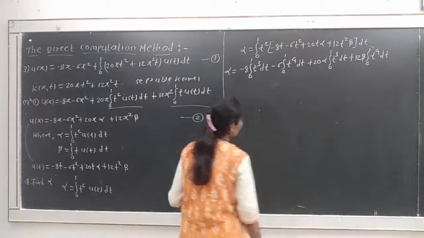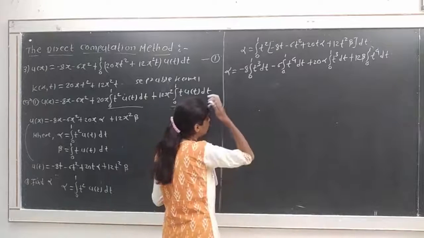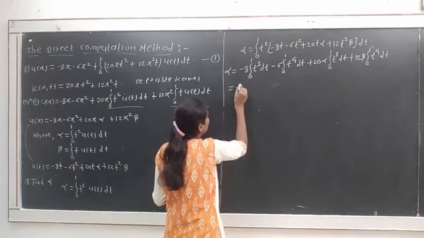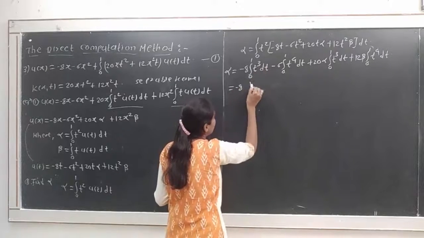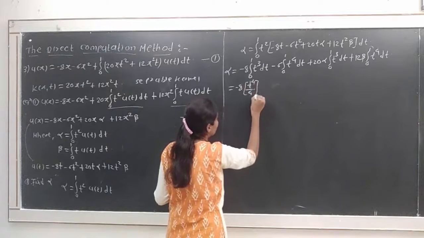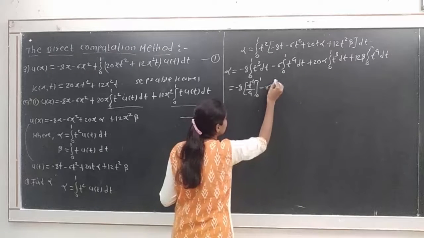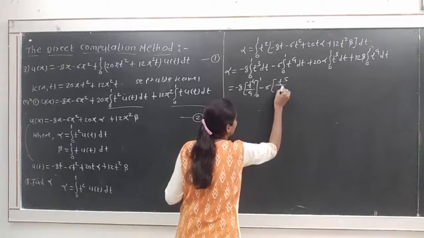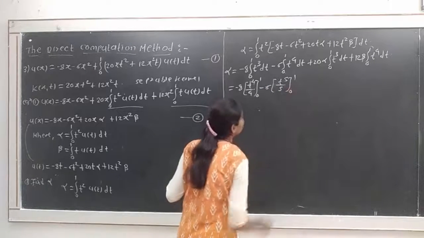Okay, then we solve this integral. We get minus 8 integration of t cube will be t raised to 4 by 4 from 0 to 1, minus 6 t raised to 5 by 5 from 0 to 1.